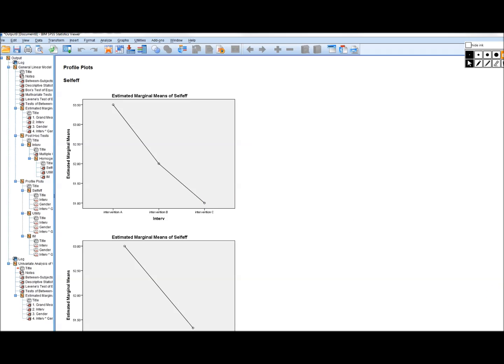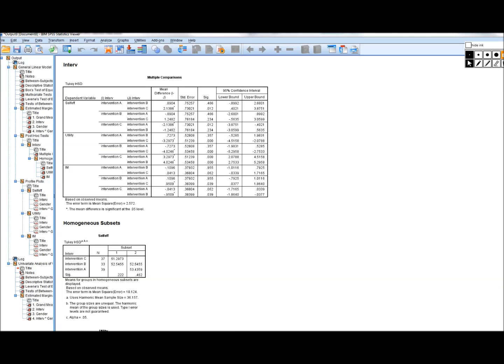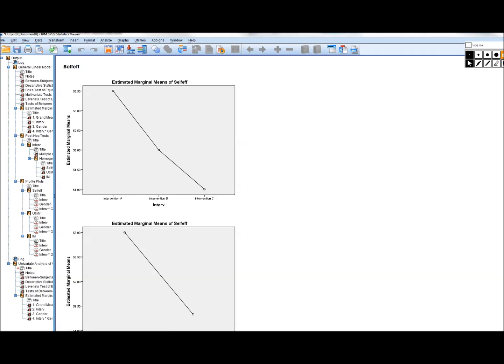So, if we go back and eyeball these tests right here, we saw A and B was not significant. There was not a significant difference. There was a difference between A and C, but there was no difference between B and C. So, visually right here, you can see that there was no difference between these 2 points. There was no difference between these 2 points, but there was a significant difference between these 2 points.